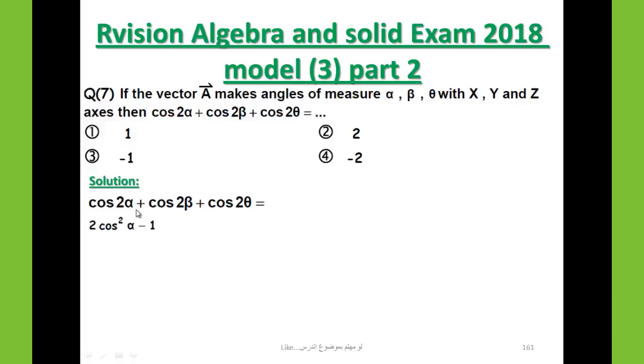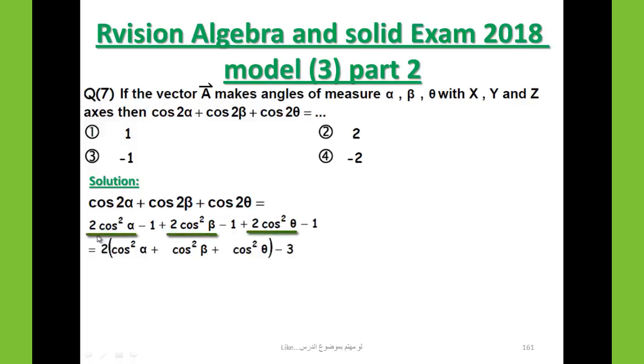First, cosine 2 alpha equals 2 cosine square alpha minus 1. Also, cosine 2 beta equals 2 cosine square beta minus 1. Cosine 2 theta equals 2 cosine square theta minus 1. By taking 2 as a common factor, we have 2 multiplied by cosine square alpha plus cosine square beta plus cosine square theta, and negative 1 plus negative 1 plus negative 1 equals negative 3.